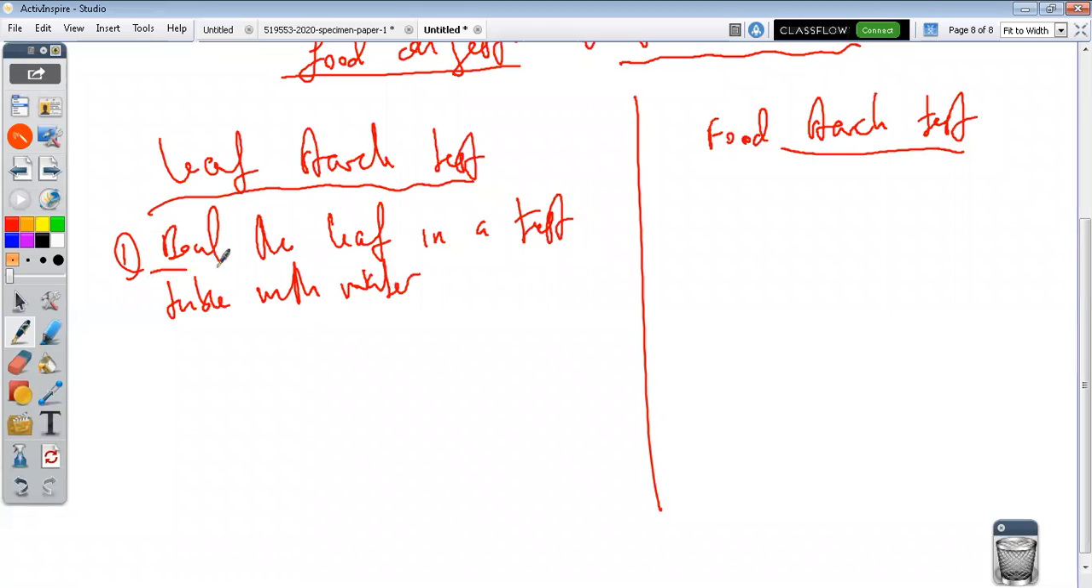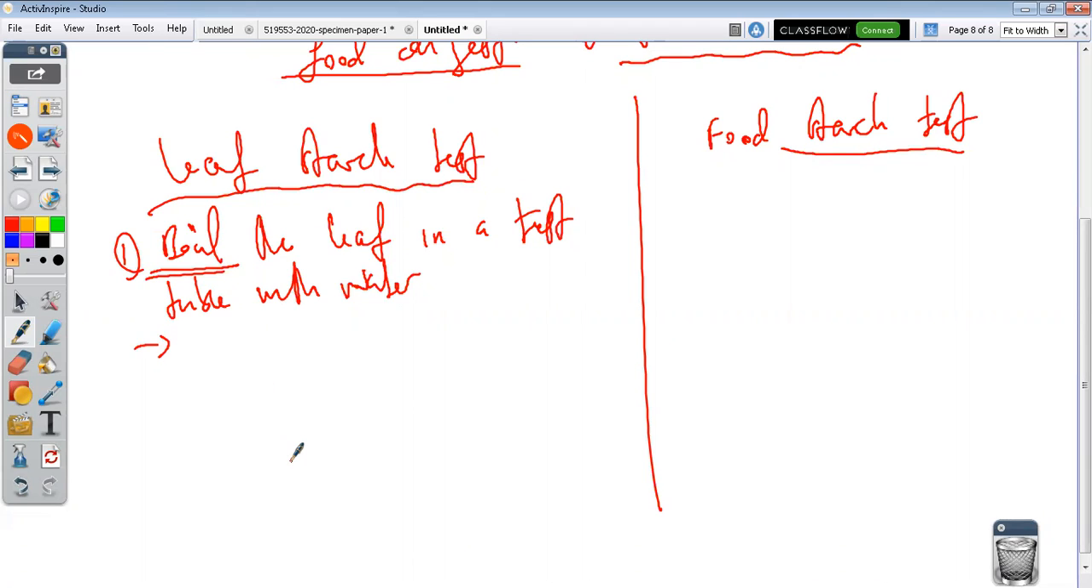What are the reasons for boiling? You can tell me what the reason for boiling is. Why do we boil? Yes? I'm not sure what's happening with your sound. You're trying to communicate. Why do we boil the leaf, Tandy?